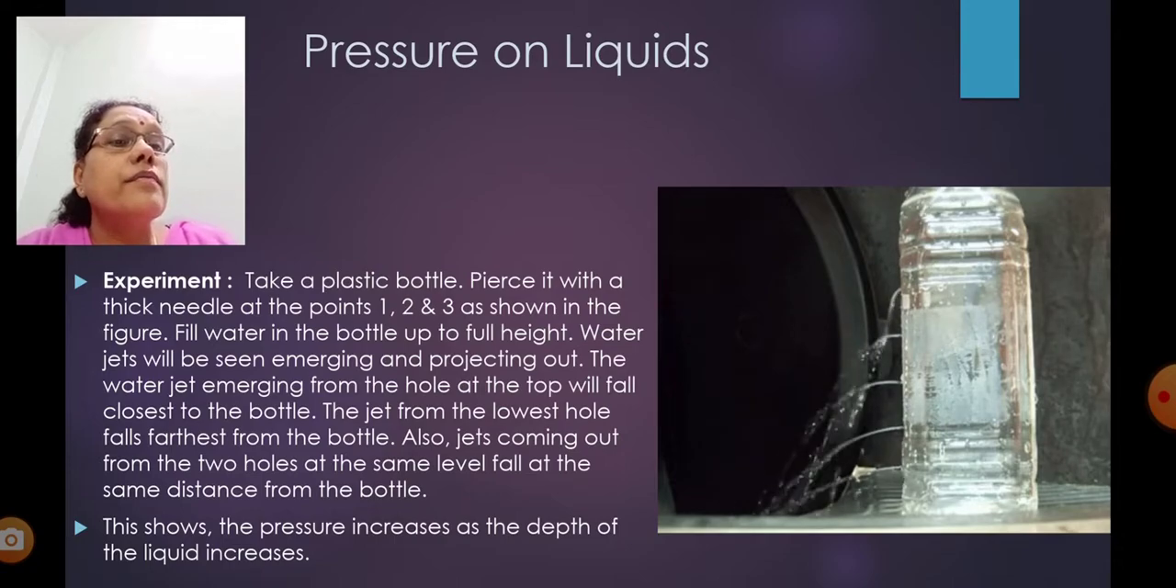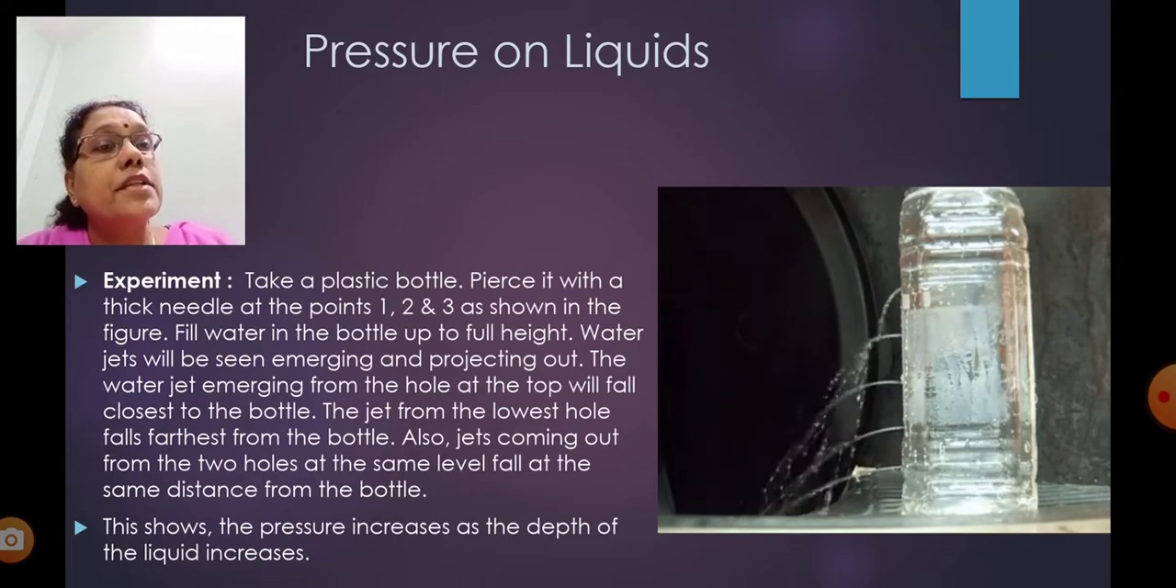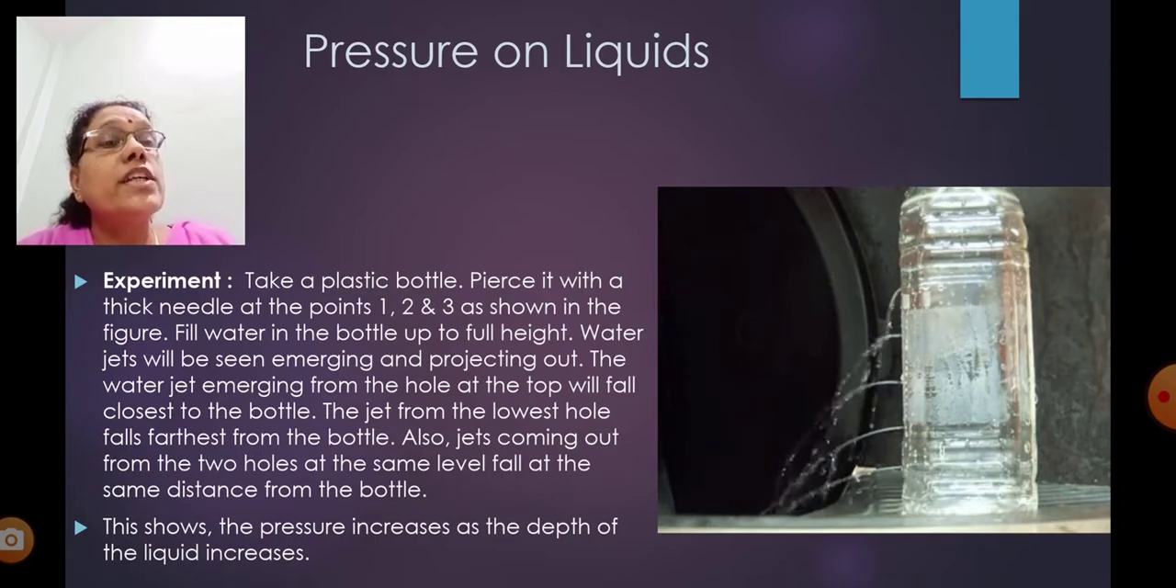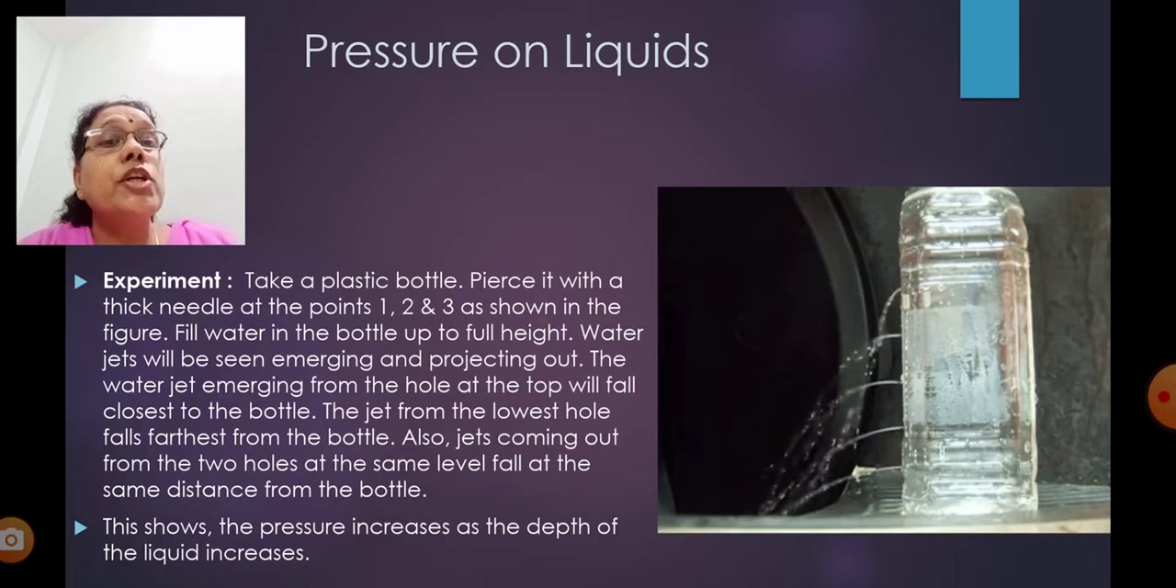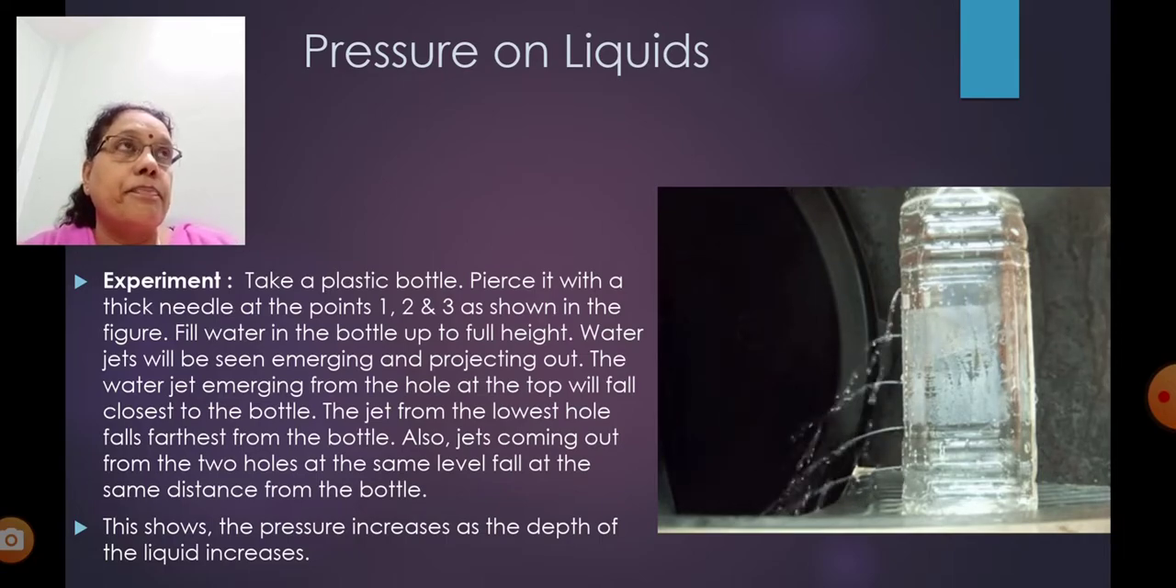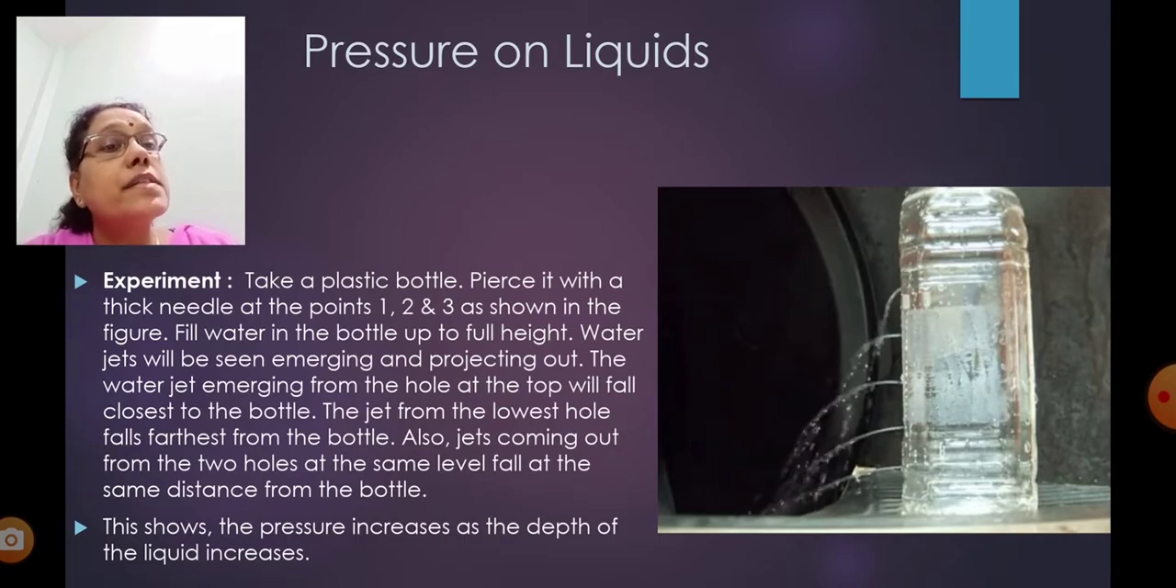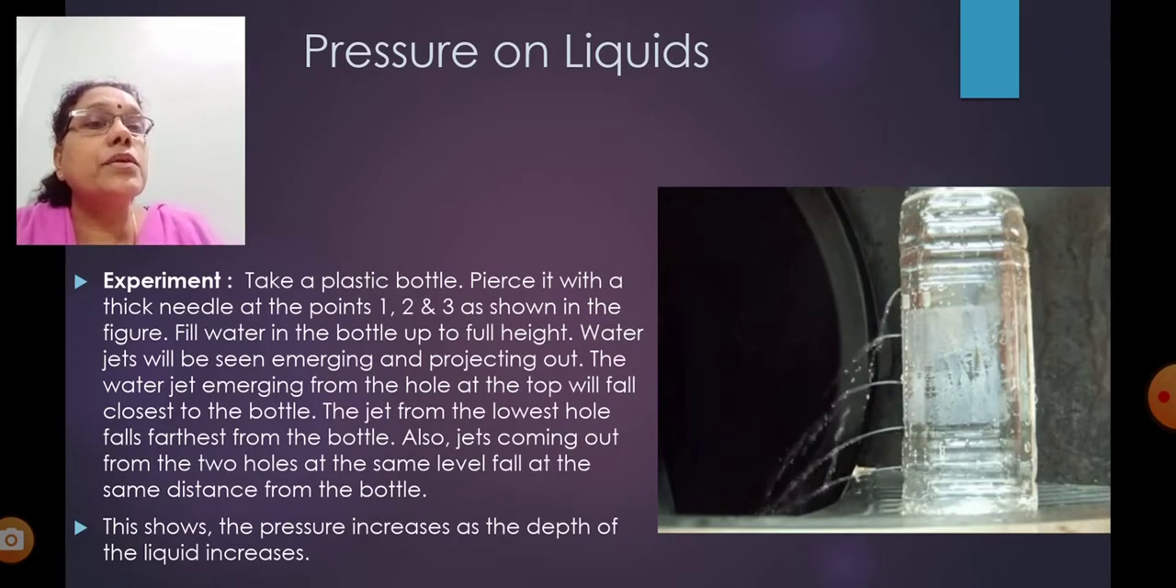The hole which is put almost at the bottom of the bottle, from there the water jet is coming out with a very high speed because of the pressure difference. This shows the pressure increases as the depth of the liquid increases. Here below the pressure is more compared to the top of the bottle. You can try at home.